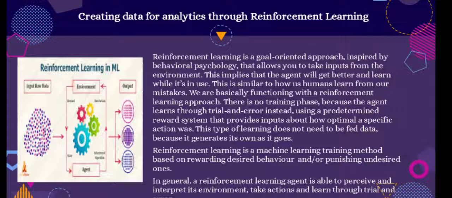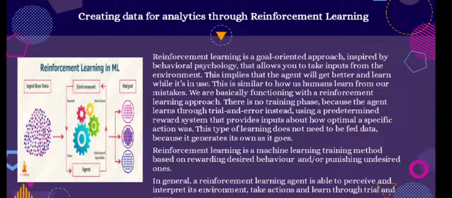There is no training phase because the agent learns by trial and error, using a predetermined reward system that provides inputs about how optimal a specific action was. This type of learning does not need to be fed data because it generates its own as it goes.